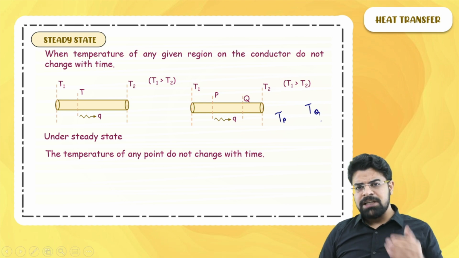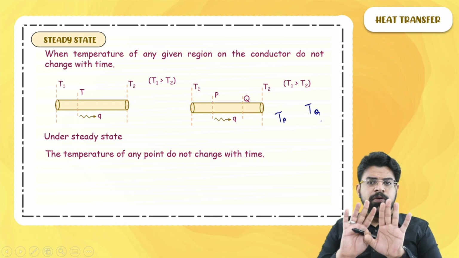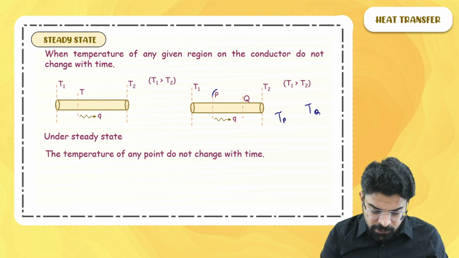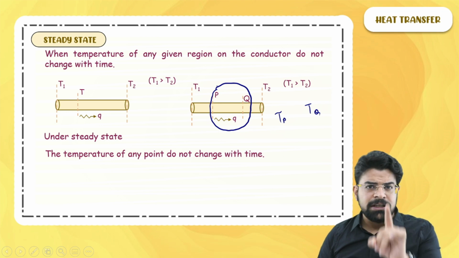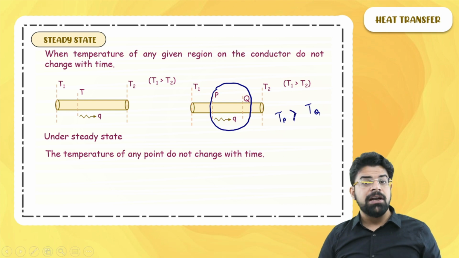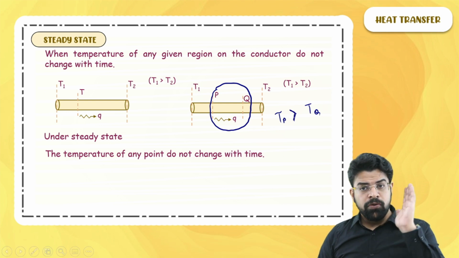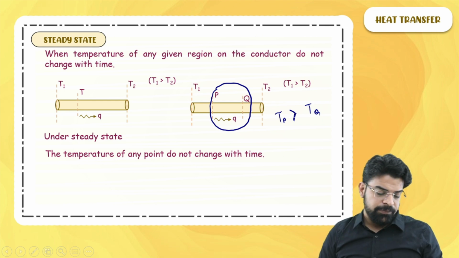The temperature will be higher at P, or the temperature will be higher at Q. Since the heat flow is from higher temperature to lower, if I forget the rest of the part and focus only on this part, the heat flow is from left to right. So the temperature of P must be greater than the temperature of Q. Going from the left-hand side to the right-hand side, the temperature must be continuously decreasing.